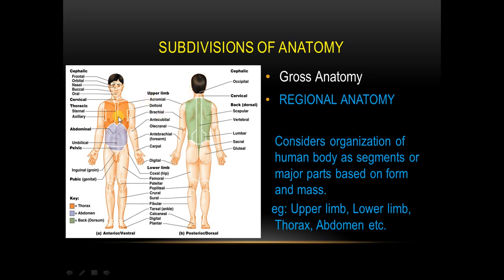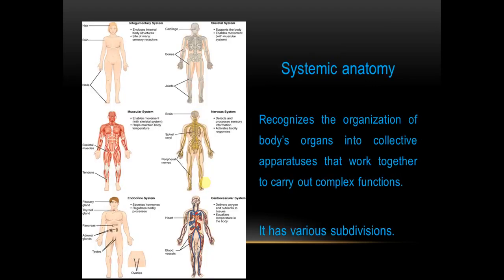Here you are able to see thorax is a region, abdomen is a region, cervical region, neck region, head region, back region, gluteal region, popliteal region. So like that various regions. Now this is one way of reading gross anatomy, called regional anatomy, where we approach region by region. The next method by which we can understand or read anatomy is called systemic anatomy.